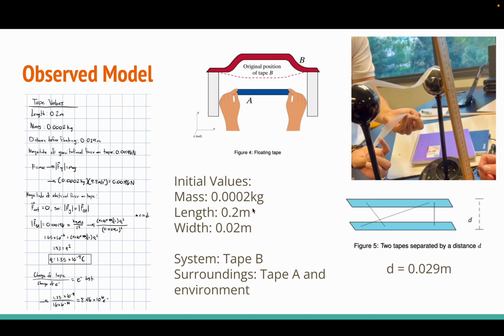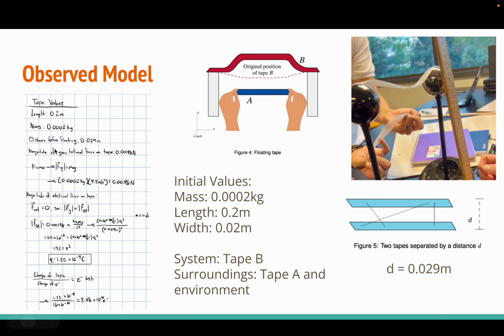So for our observed model, the length of the tape that we used was 0.2 meters, and from that we were able to calculate the mass of the tape in kilograms, that mass being 0.0002 kilograms, and our width was also 0.02 meters as well. And so we said that our system was tape B, and the surroundings was tape A, and the rest of the environment in the lab. And as you can see in this diagram underneath the picture, we determined, based on a measuring stick, that our distance between the two tapes as they repelled was 0.029 meters.